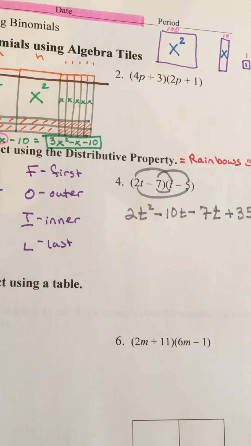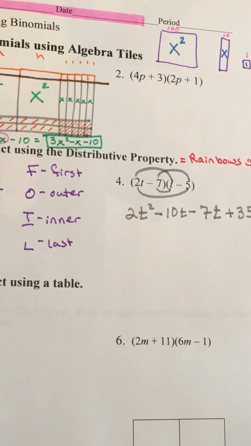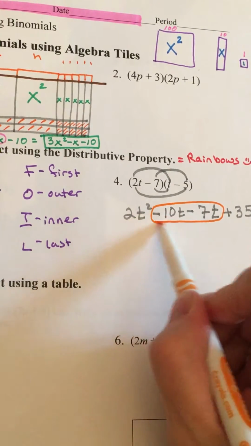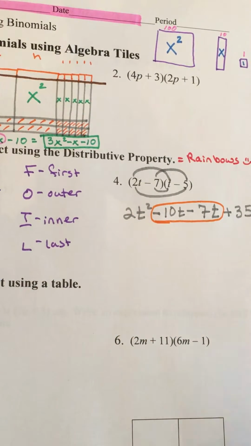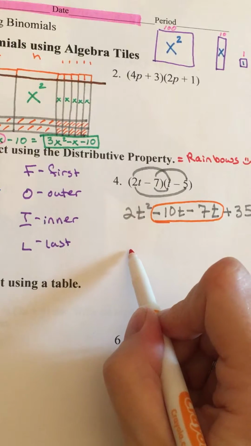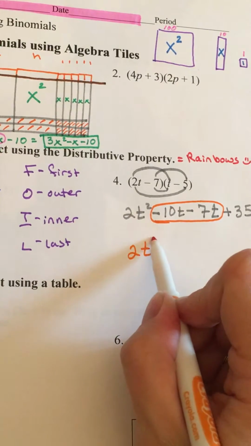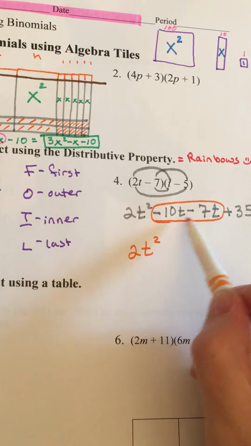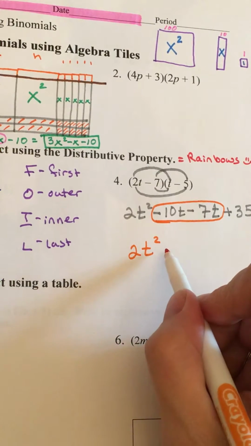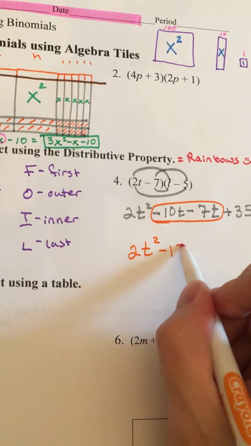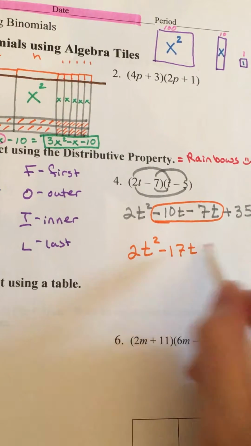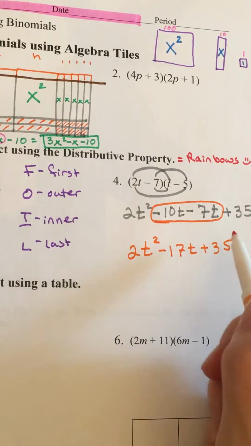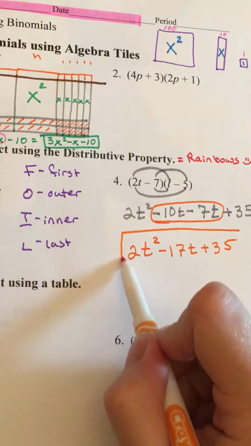Again, we're going to combine like terms, and usually they are here in the middle, side by side. And there they are. So our final answer, 2t squared, negative 10 minus 7 more, negative 17t plus 35. And there it is, folks, your final answer.